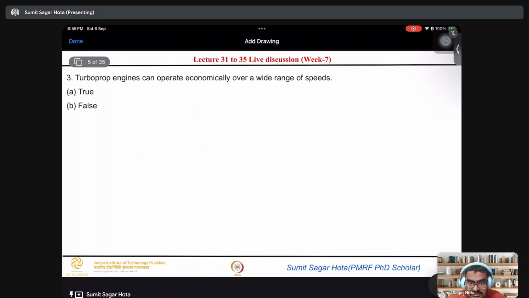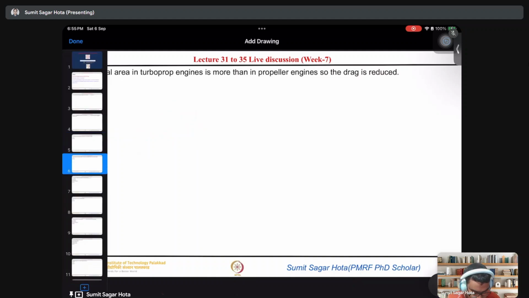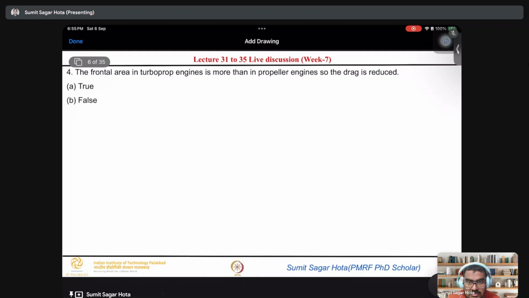The turboprop engine can operate economically over a wide range of speeds. True or false? It's an absolutely true statement. The frontal area in a turboprop engine is more than in a propeller engine, so the drag is reduced. Is it a true statement or false? It's an absolutely false statement.